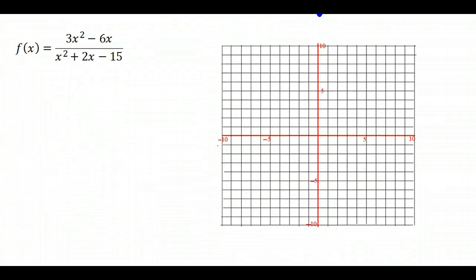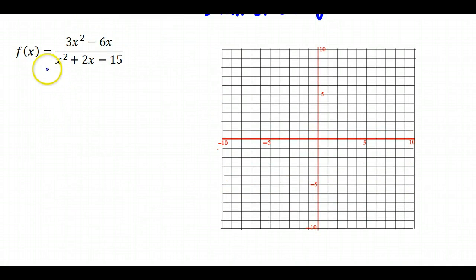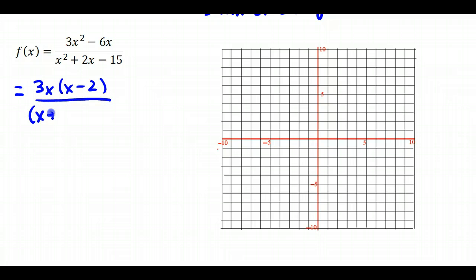So let's look at some examples. Okay, so here I've got f of x equals 3x squared minus 6x over x squared plus 2x minus 15. And you always want to completely factor everything first. So I'm going to take a 3x out. And I have an x plus 5, x minus 3. Okay, so my vertical asymptotes are going to be at negative 5 and positive 3.